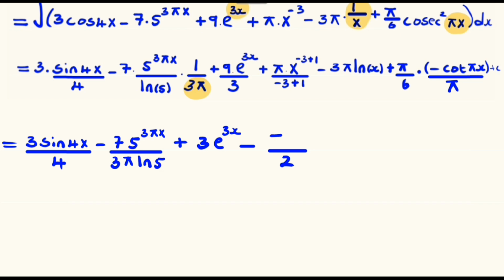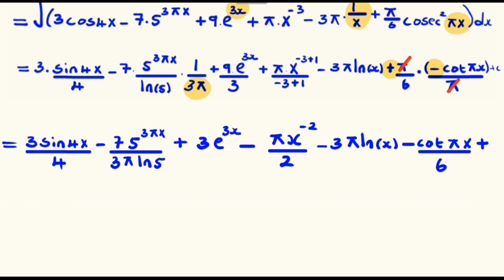And now we have the pi multiplied by x raised to the power negative 2 minus 3 pi multiplied by the ln of x. The pi divided by pi will be equals to 1, and we have that negative multiplied by that positive, which will be equals to negative. So we have negative cot of pi x divided by 6 plus our constant c.